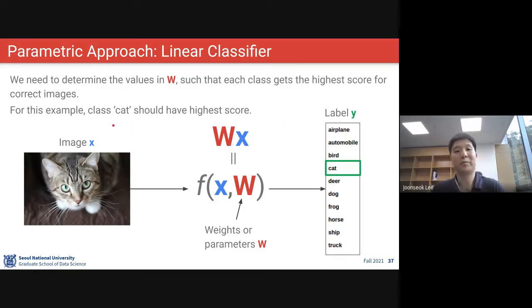So for this example, we have the image of a cat, and we compute the score of this image for each class using the corresponding weights for each class. And then we take the highest score to output its predicted label.